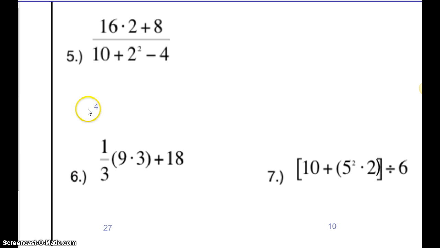This one's 4. This one's 27. And this one is 10. Go back, figure it out. I'm not going to show you. I just want you to struggle through it. And then my guess is you got them. If you didn't, then we'll talk about it tomorrow and figure out what went wrong, right?